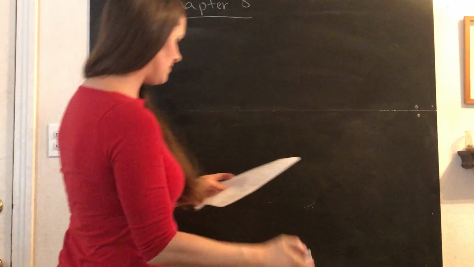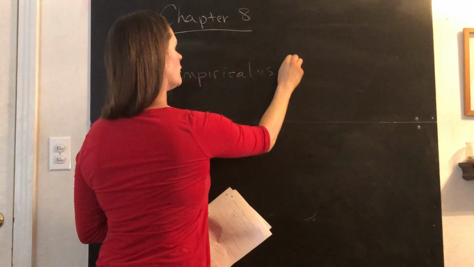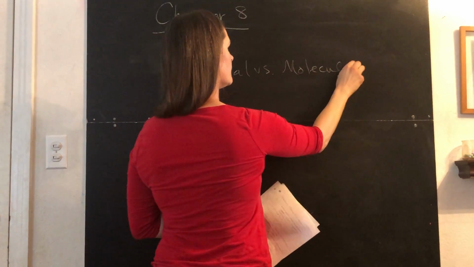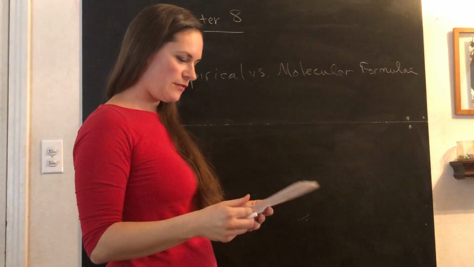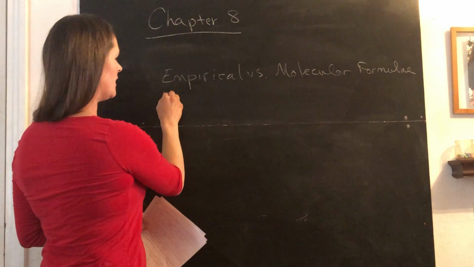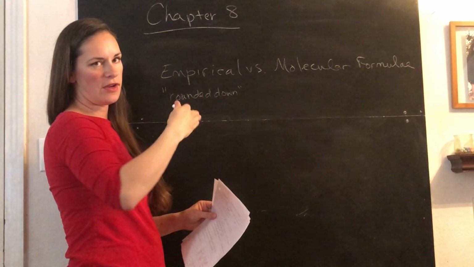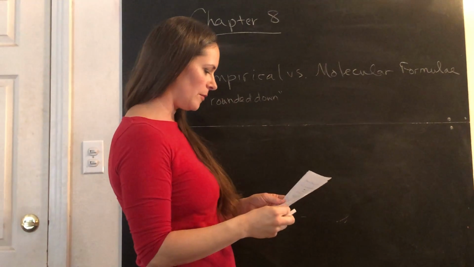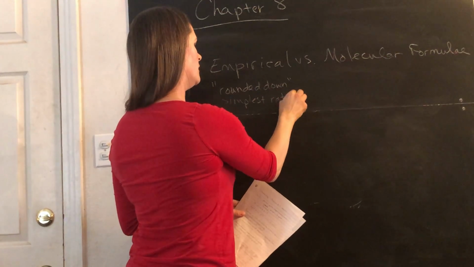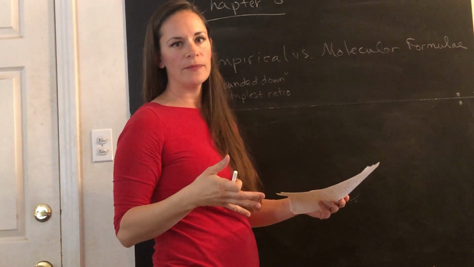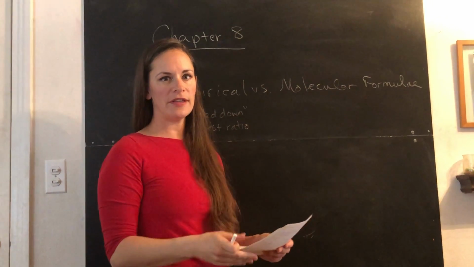The next topic is empirical, which means experimental versus molecular formulas. And if you take Latin with me, you know that the plural of formula is formulae, first declension feminine. So an empirical is kind of like a rounded down formula. It's the base ratio of atoms to each other within a molecular formula. So it's the simplest ratio. So it's just a ratio of, say, carbon to hydrogen in a molecule, whereas the molecular formula is the actual number of atoms in that formula.